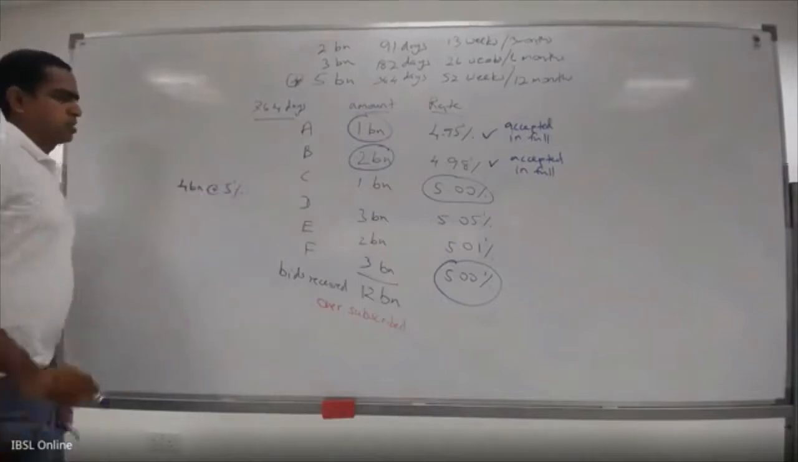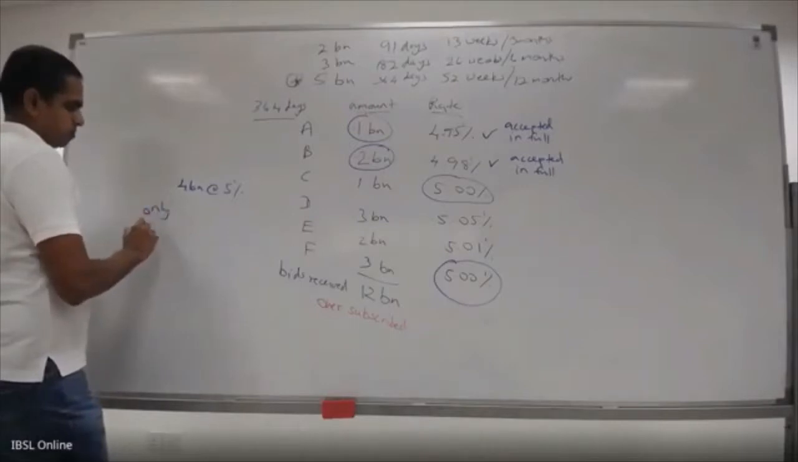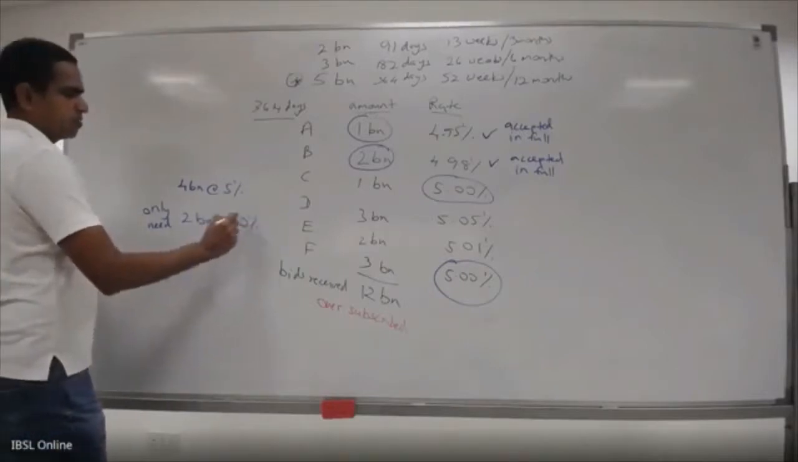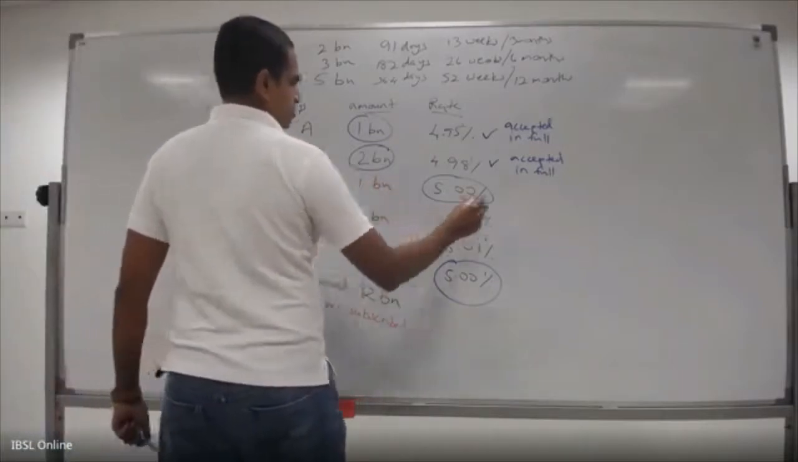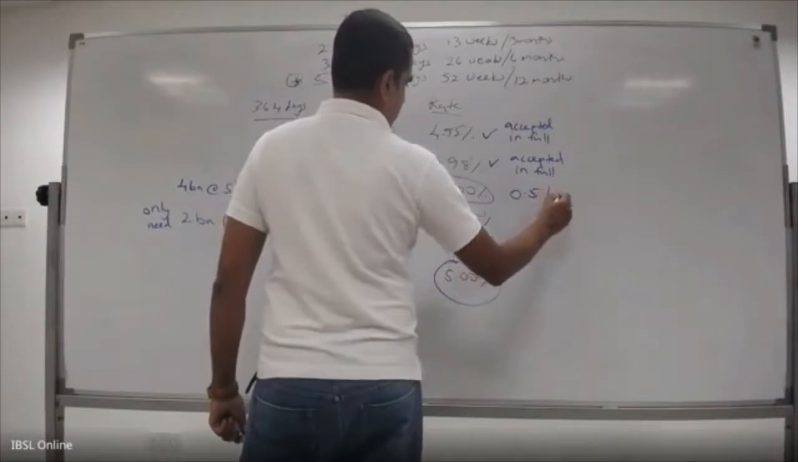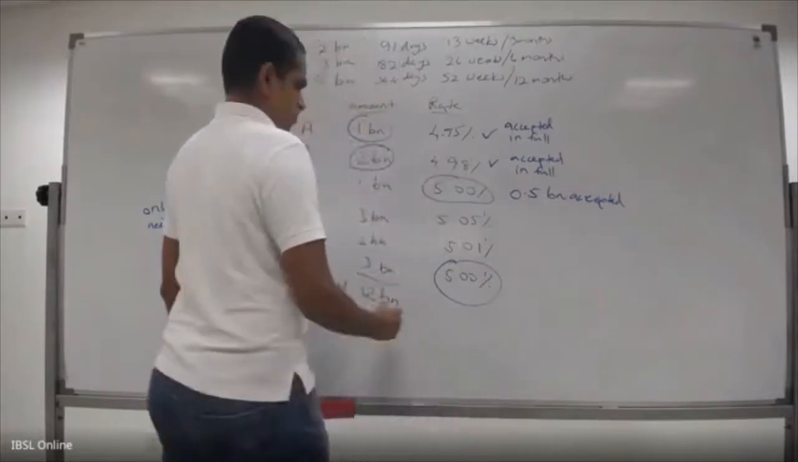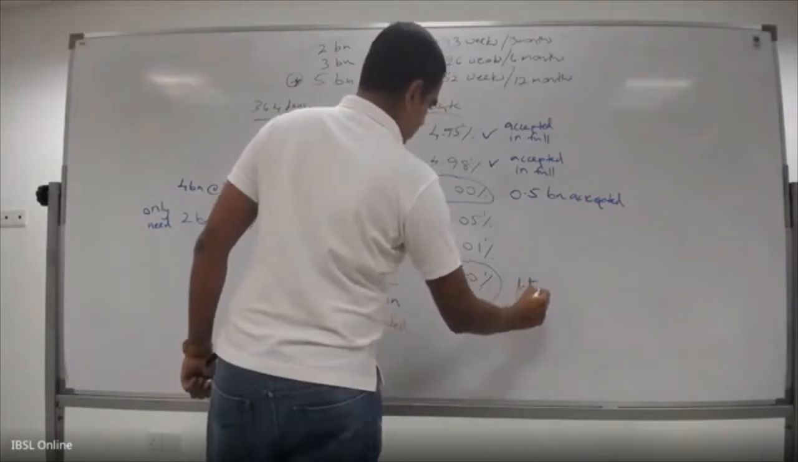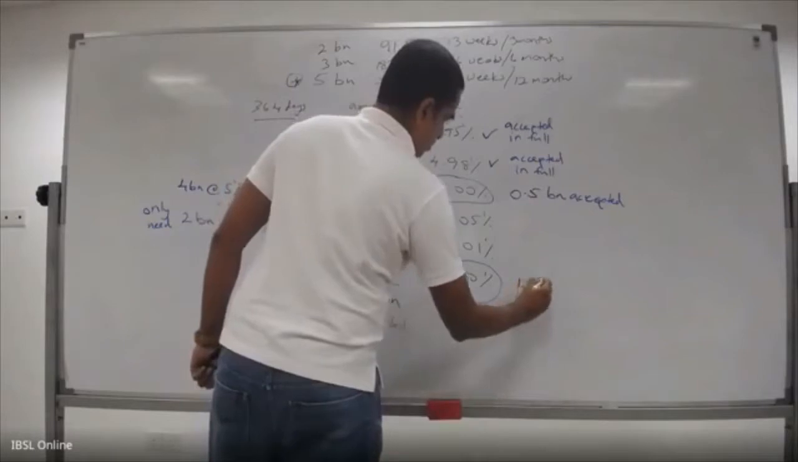They only need to accept 2 billion. Only 50% of the 4 billion will be accepted. 50%, right? Meaning this one, 1.5 billion accepted. Here, 50% of 3, 1.5 billion accepted.